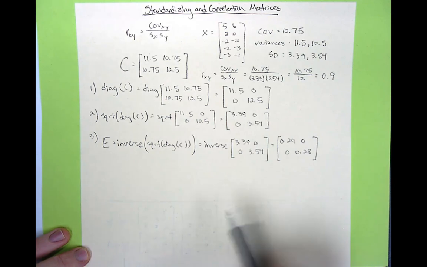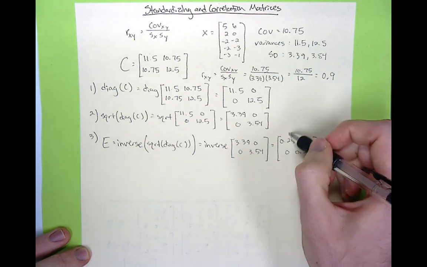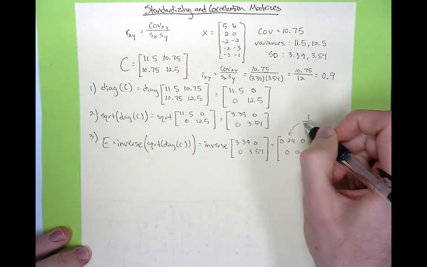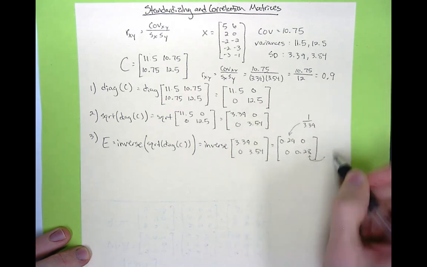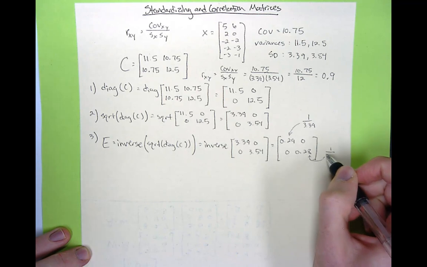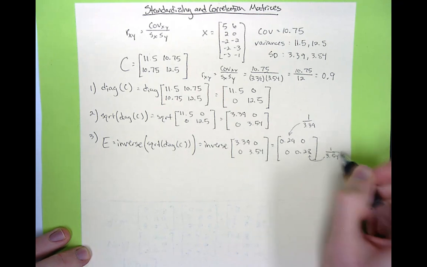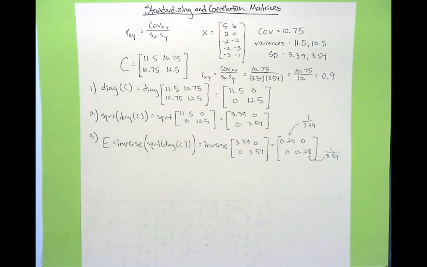Once again, what I did is right here, I did 1 over 3.39, and right here I did 1 over 3.54. That's the inverse. Now this is actually called the standardizing matrix. Now the covariance matrix pre and post multiplied by the standardizing matrix E will give us the correlation matrix, and we will call that R.